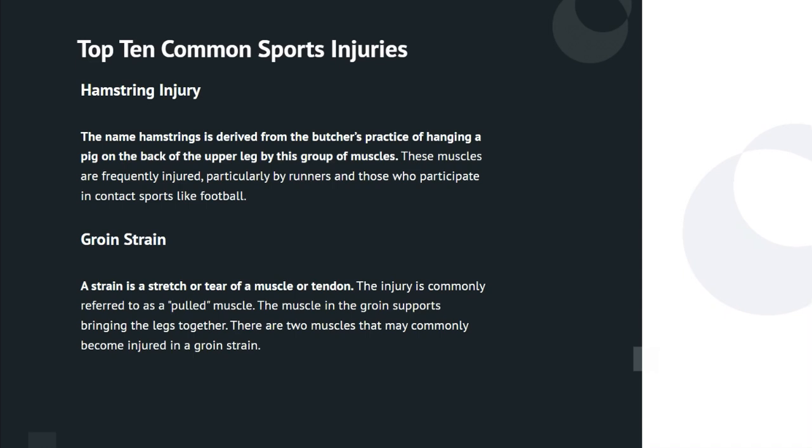Groin strain. A strain is a stretch or tear of a muscle or tendon. The injury is commonly referred to as a pulled muscle. The muscle in the groin supports bringing the legs together. There are 2 muscles that may commonly become injured in a groin strain.